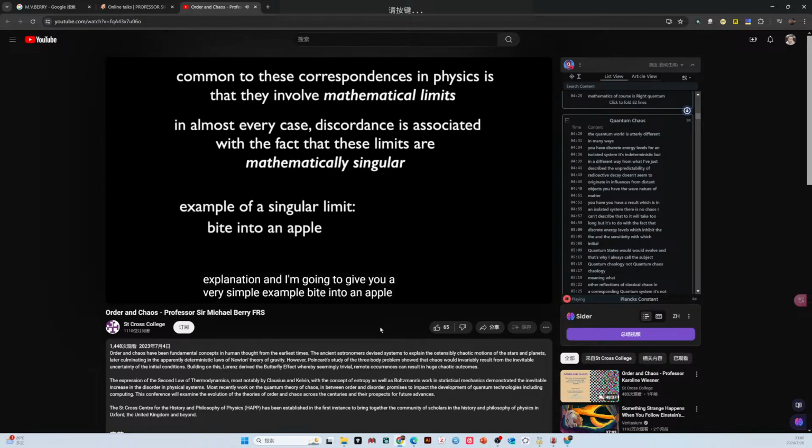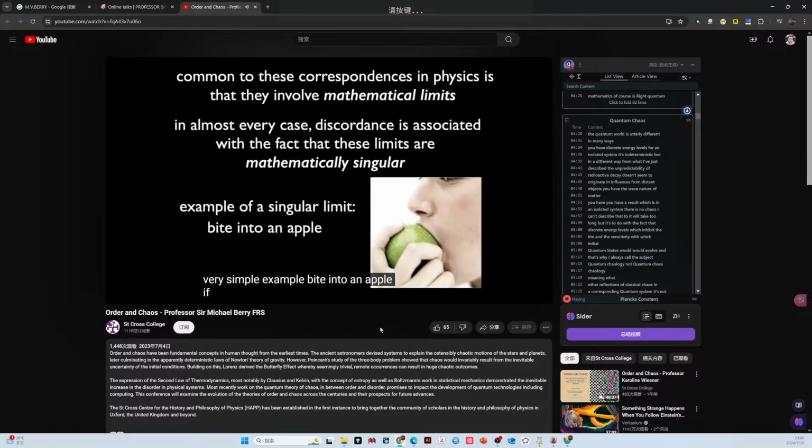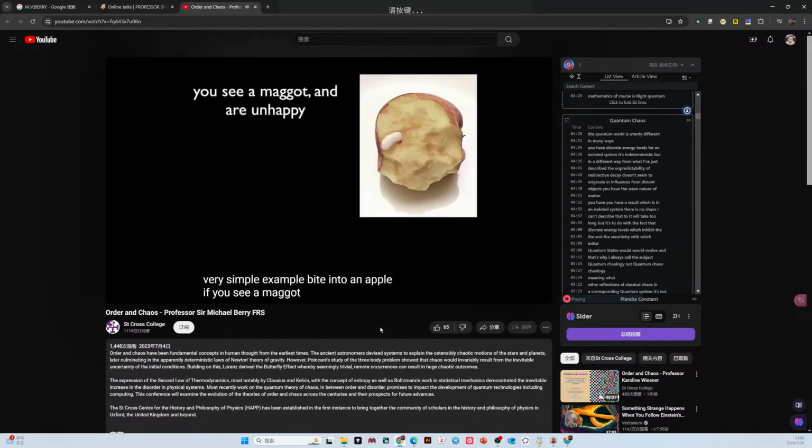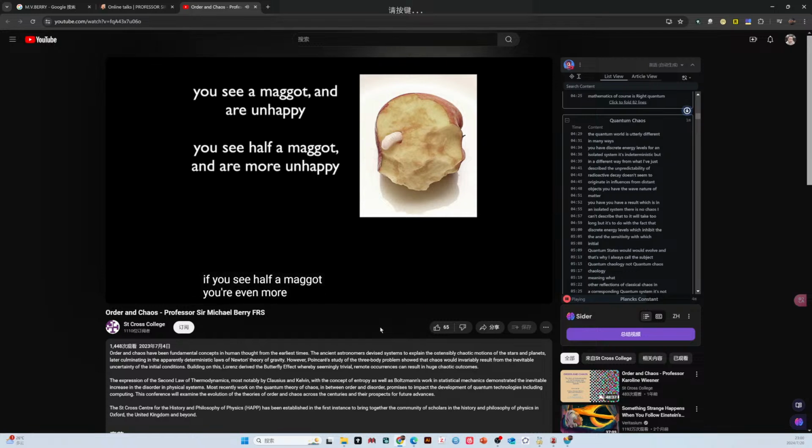Bite into an apple. If you see a maggot, you're unhappy. If you see half a maggot, you're even more unhappy. A quarter of a maggot, more unhappy still. Take the limit. If you see no maggot at all, you should be infinitely unhappy. But of course you're not.